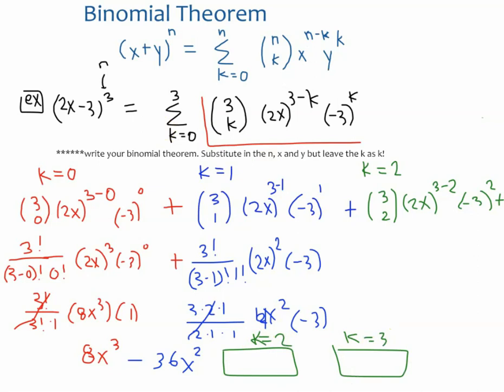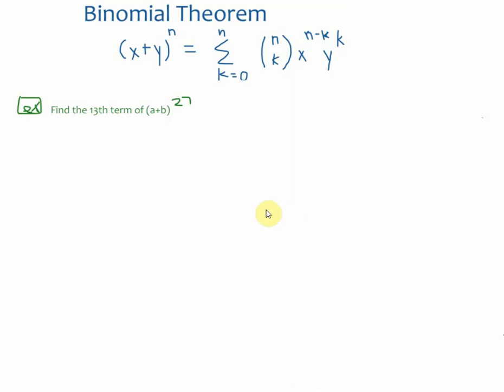Okay, let's look at one more thing. I'm not going to calculate all of those right now, just because of time. So let's do one more example of finding just one term within the binomial theorem. Let's look at just one last example. If we're asked to find the 13th term of a plus b to the 27th power.